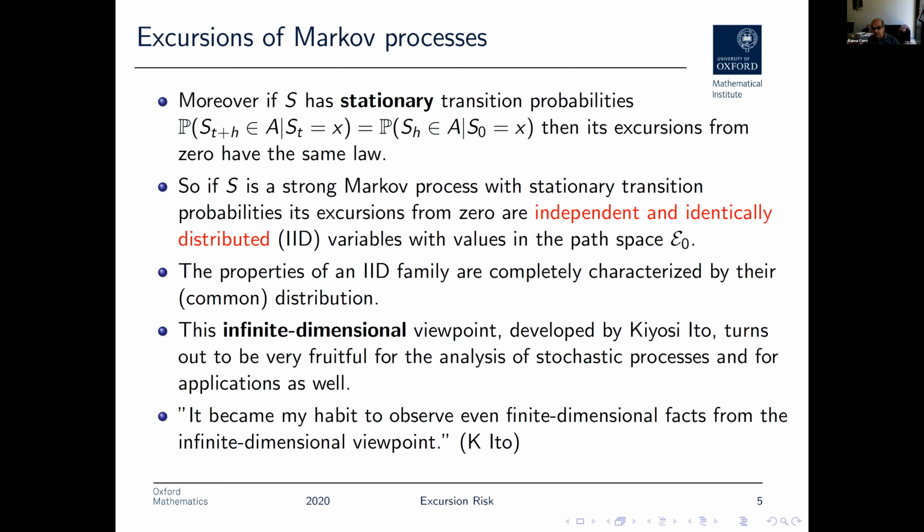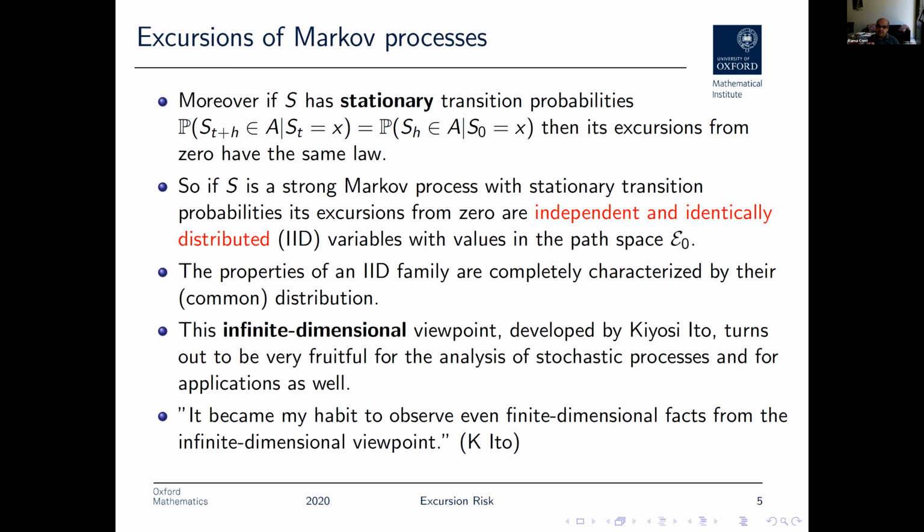So Ito famously said when he was doing this work that it became his habit to observe even finite dimensional facts from the infinite dimensional viewpoint. And this is exactly what's going on here, as we will try to see. So this slide is very important. Are there any questions about this? Why the excursions of a strong Markov process lead to IID excursions?